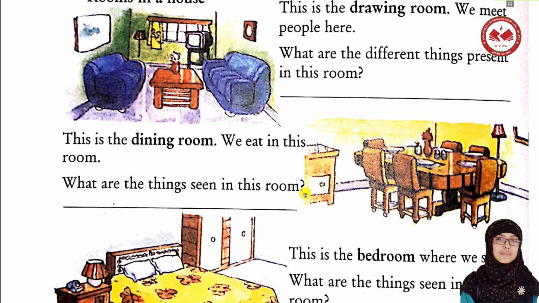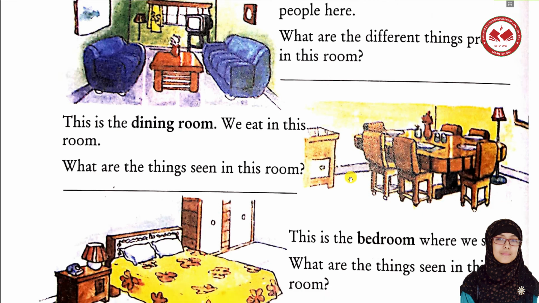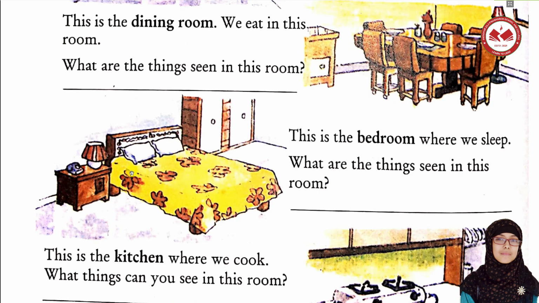What are things seen in this room? So we will now point out what can be seen in this room. You will say the things you can see one by one, like table, chairs, plates, glass, lamp, a cabinet, okay? So moving on to the next one, this is a bedroom.